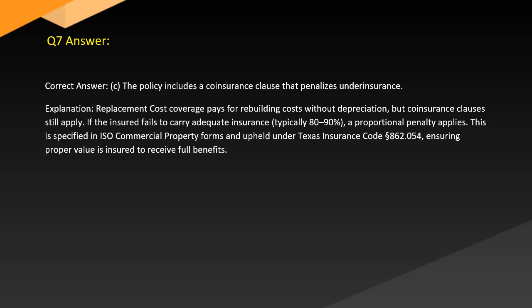Answer. Correct answer. C. The policy includes a coinsurance clause that penalizes underinsurance. Explanation. Replacement cost coverage pays for rebuilding costs without depreciation, but coinsurance clauses still apply. If the insured fails to carry adequate insurance, typically an 80-90% proportional penalty applies. This is specified in ISO commercial property forms and upheld under Texas Insurance Code SS.50. Ensuring proper value is insured to receive full benefits.